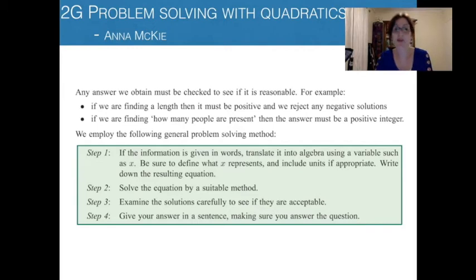Well, I can help you solve them, provided that they're about quadratics. So that's what we're doing today. A bit of a refresher, talking about some of the reasonableness of some answers that you might get.